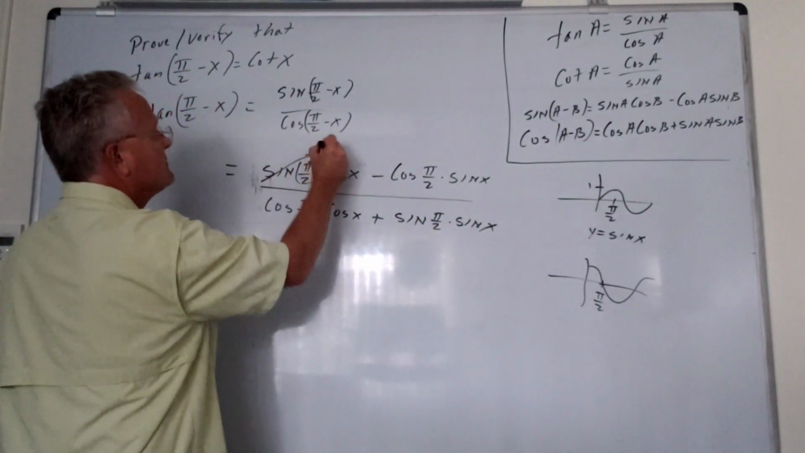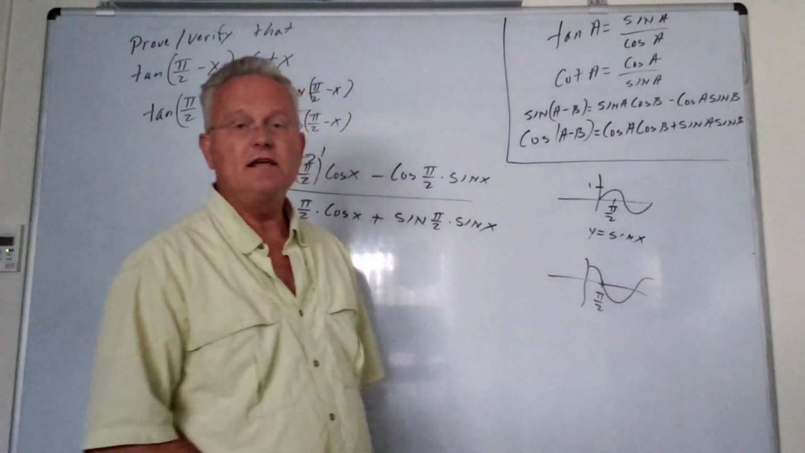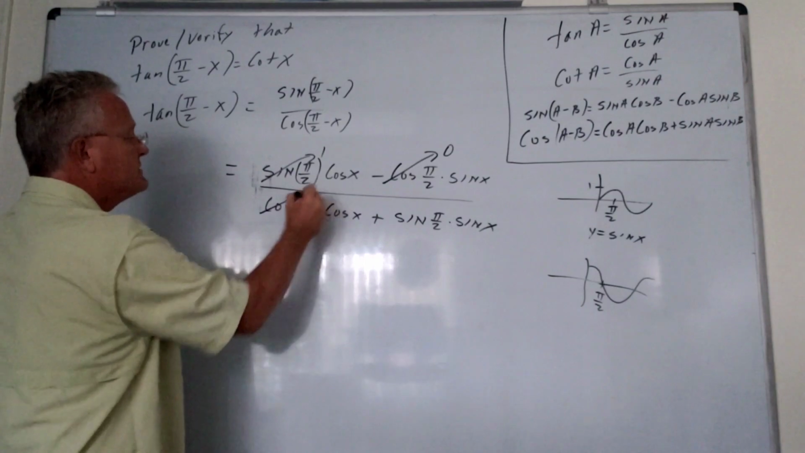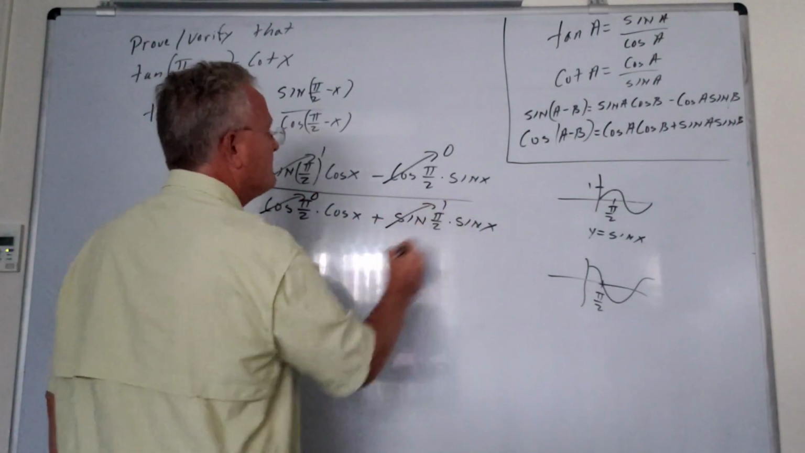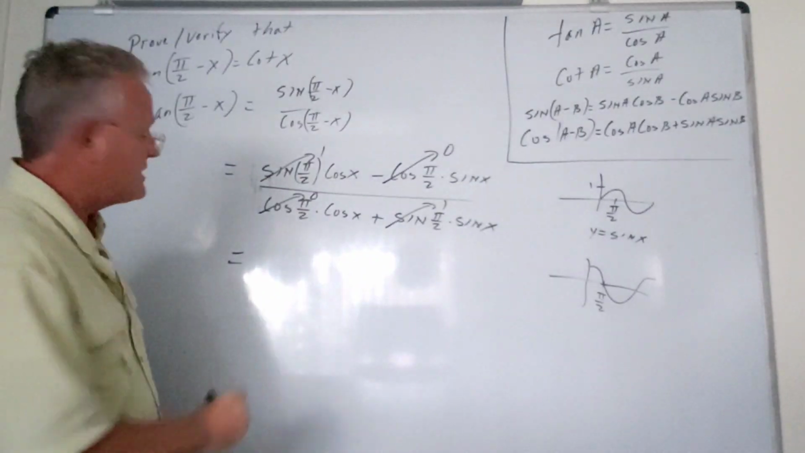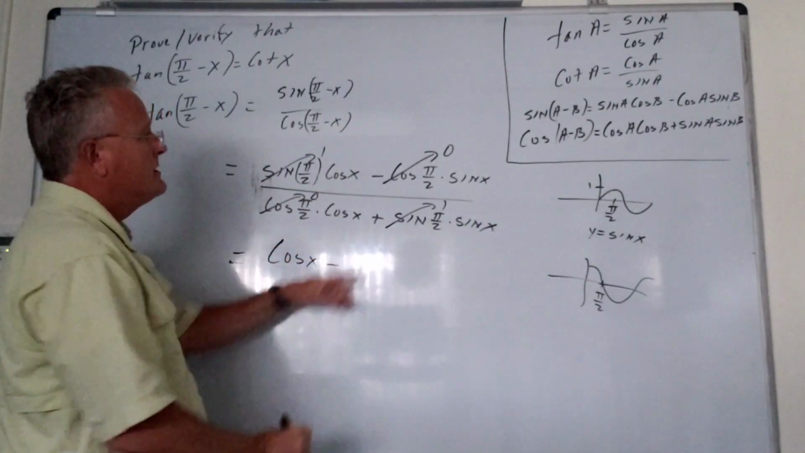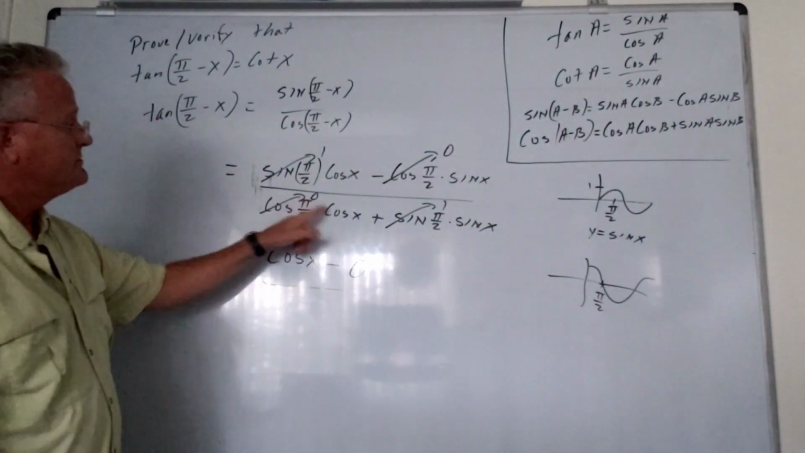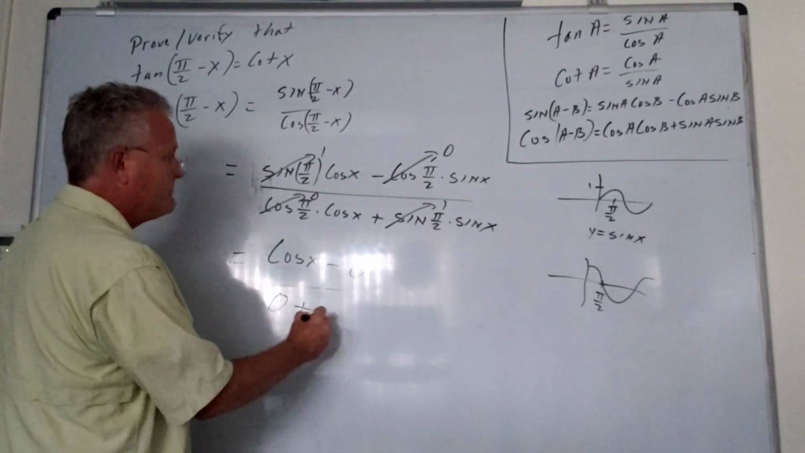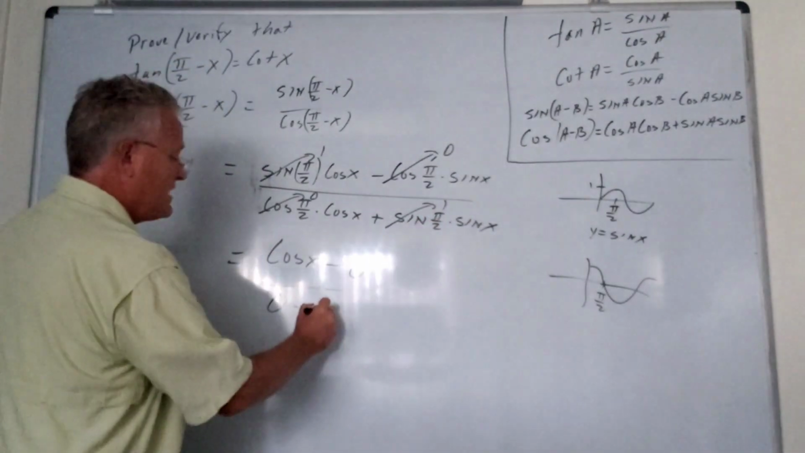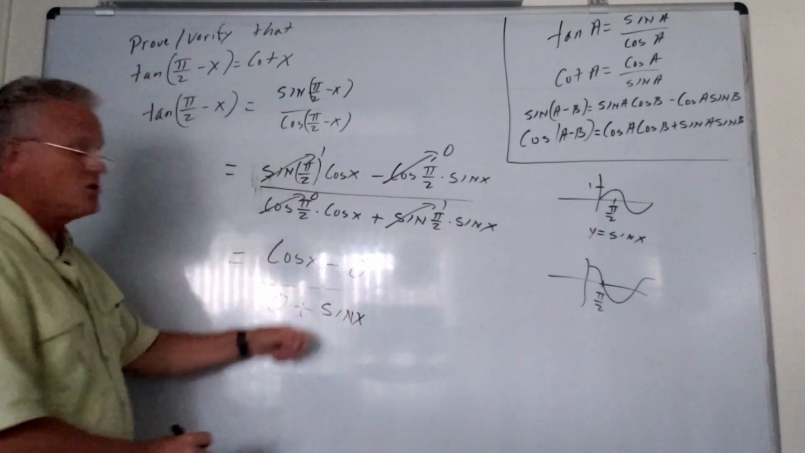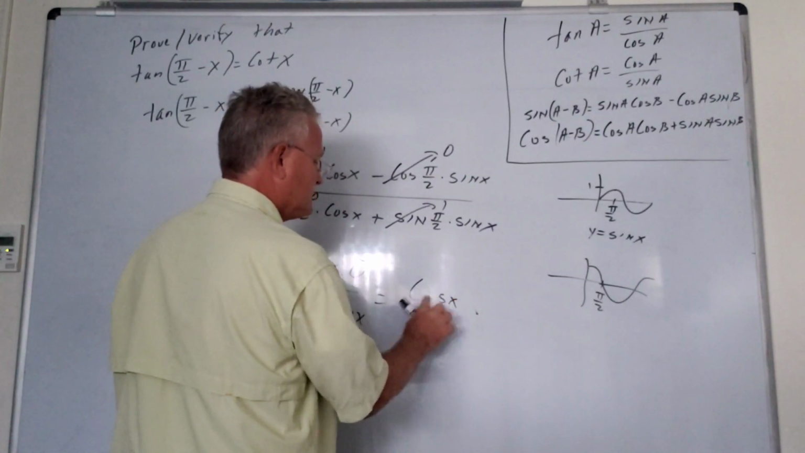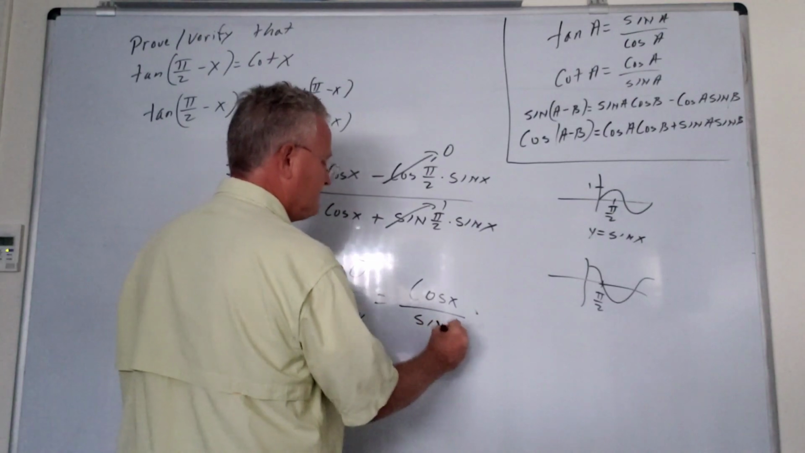So this value right here is 1. The cosine of 90 is 0. This goes to 0. The cosine of 90 again is 0. And the sine of 90 is 1. So we get 1 times cosine is cosine. 0 minus 0 times sine x, 0 times anything is 0. 0 times cosine is 0, and 1 times sine is sine, and this simplifies to cosine x over sine x.